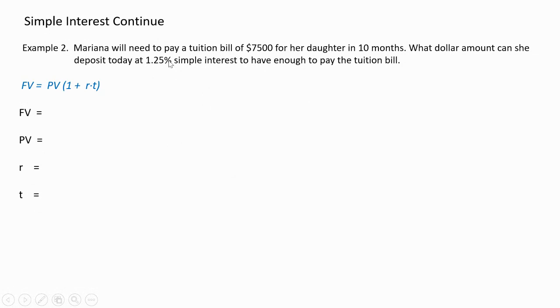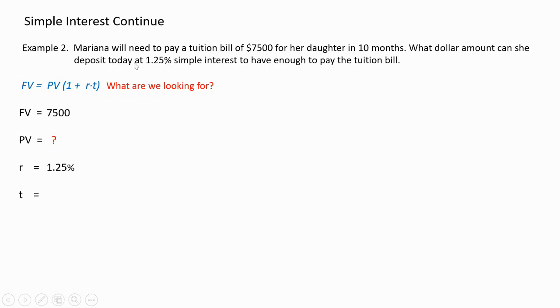Mariana will need to pay a tuition bill of $7,500, so this is in the future, because it's in 10 months. So this is your future value. What are we looking for? We're looking for the present value. But this is your future value, what's given. Because again, guys, they say, what dollar amount can she deposit today, so that's what we're looking for, but this is the future value because it's in 10 months from now.